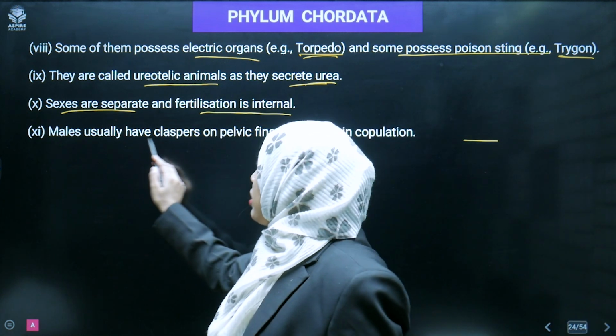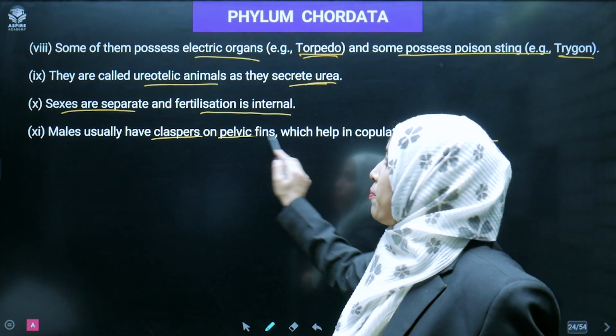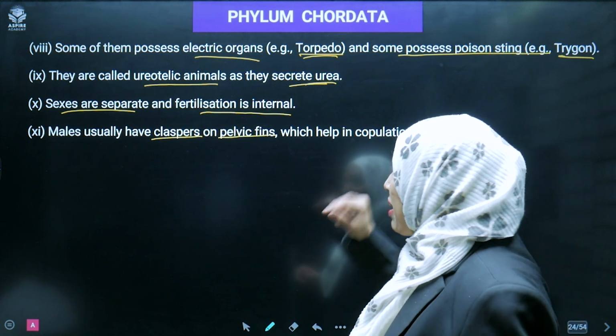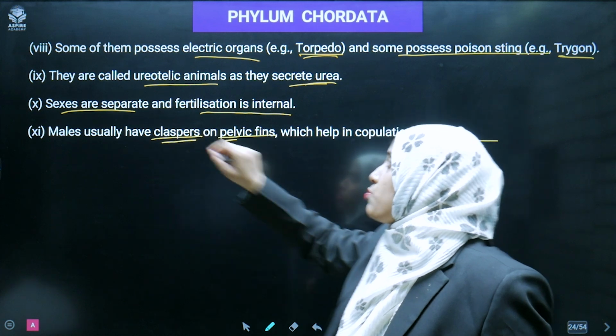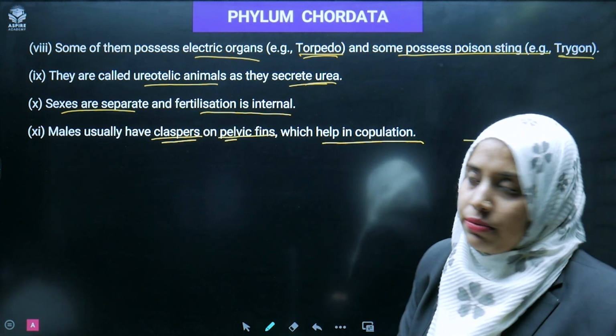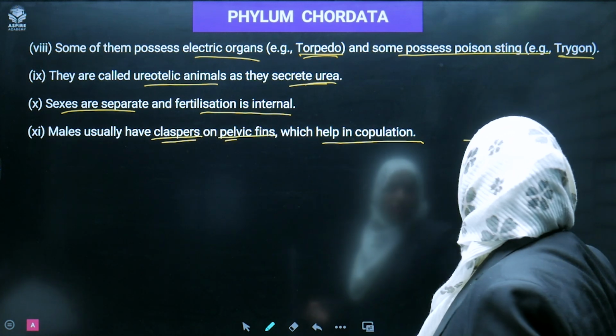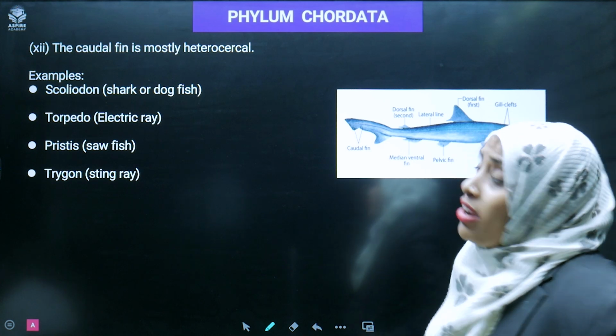Now, the male usually has a clasper on the pelvic fin. Okay. In the pelvic region there is a fin present. What is there? A clasper region is present which helps in copulation. Okay. Now the caudal fin.